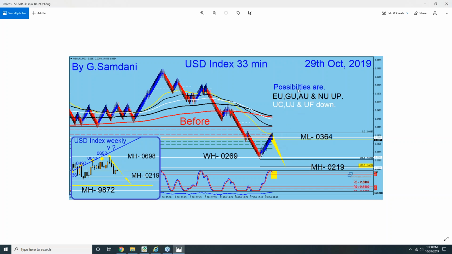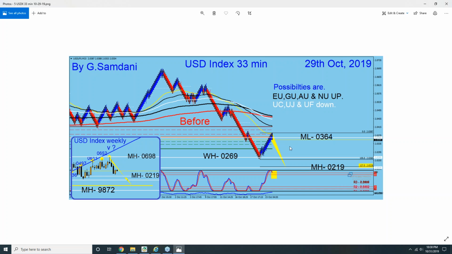involving USD. So I wrote down here the possibilities are that EU will go up, GU, AU, Aussie USD, and USD will go up. UC down, UJ means USD yen, right? And UF down. So these are the pairs. So you already saw that Aussie USD, it went up, right? And I'm saying here that okay, Euro USD will go up too.